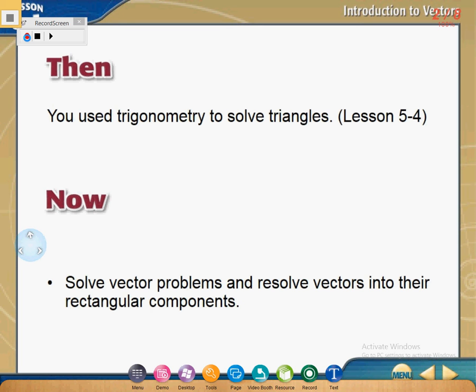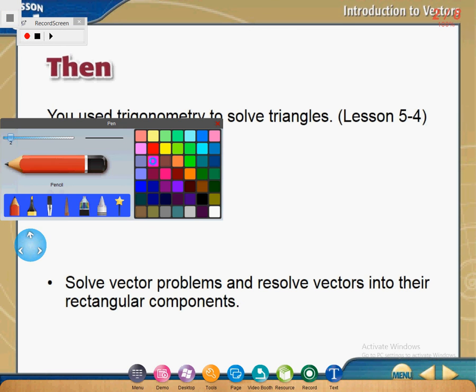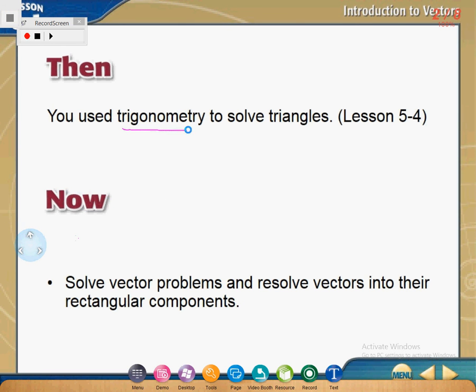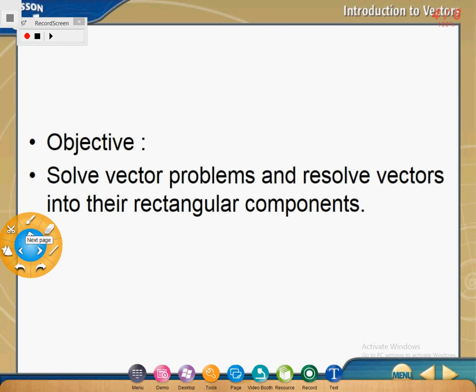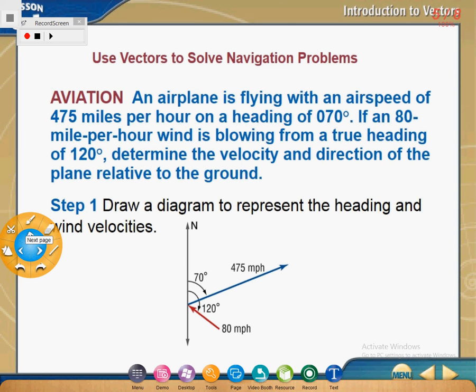Before that, did you study trigonometry? Because now is our time to use it. Are you ready? Do you remember the law of sines and the law of cosines? Okay, let's see. These are the vocabularies we took. Until now, we finished these, and let's see what we will take today. Objective again: solve vector problems. So let's start. We have a navigation problem, and this is maybe the most important application of vectors.